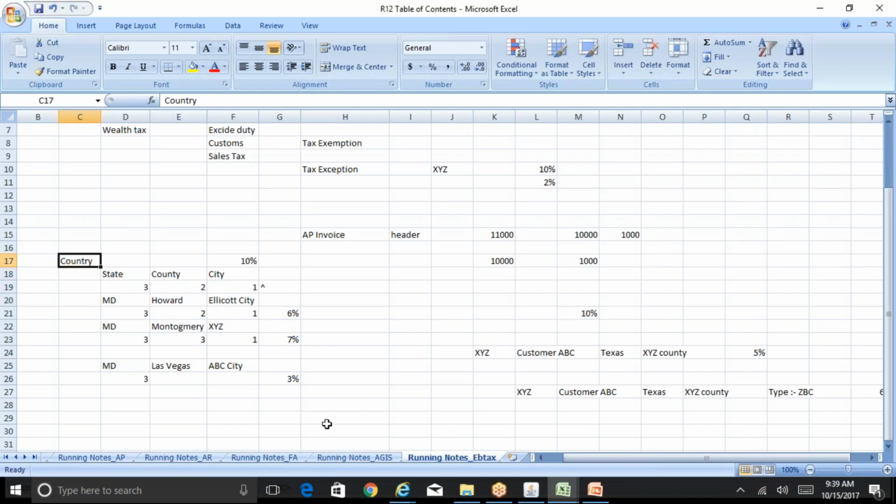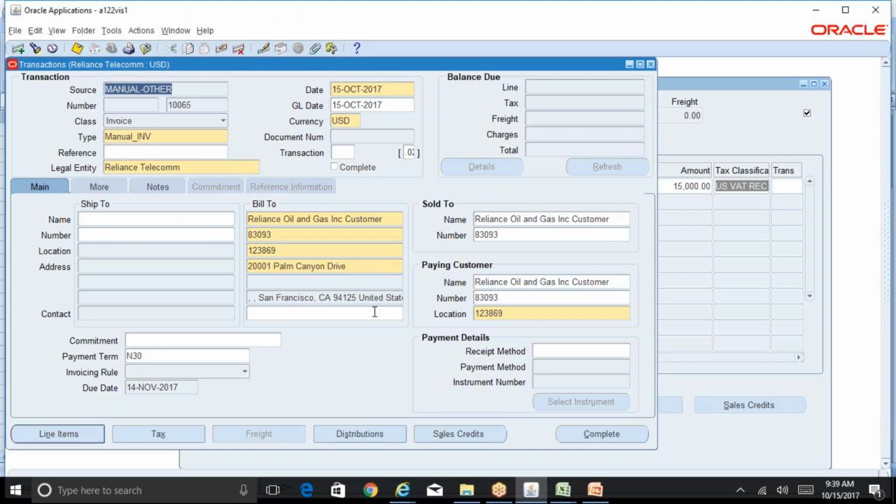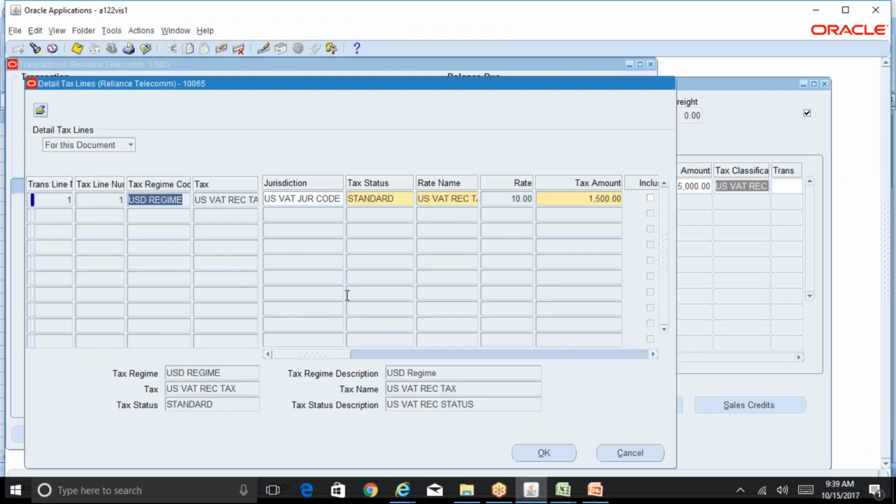That's how the system understands that, under the United States country, which is associated to my address, it should consider those three jurisdictions and provide that. Once the system has calculated that, when you go to tax, the regime will be the same. It could be different tax rates, different jurisdictions, and the rates will also be different: 3%, 2%, 1%.